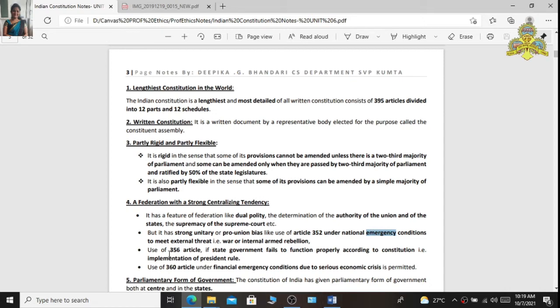And it can also use article 356. Okay, using this article 356, the constitution can implement the president rule. It can impose president rule using article 356. This president rule can be imposed on any particular state. It can be imposed on any state. Okay, if that state fails to function properly according to the constitution, then the constitution can implement the president rule.